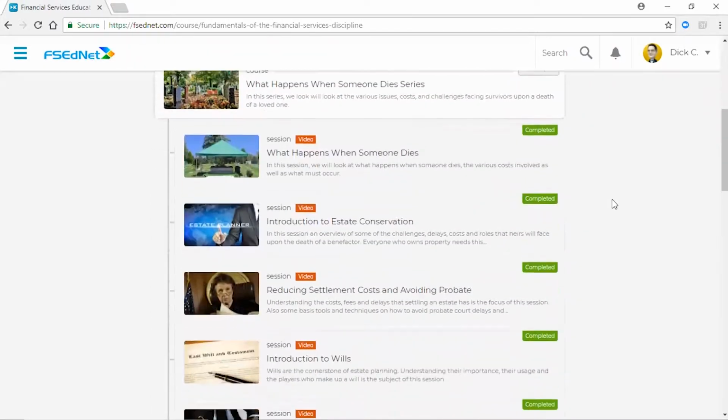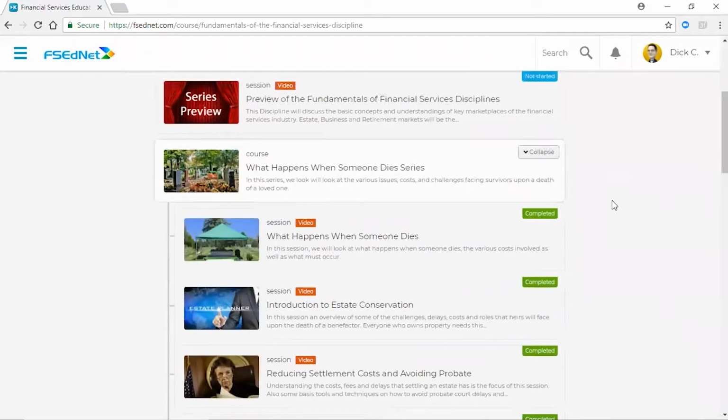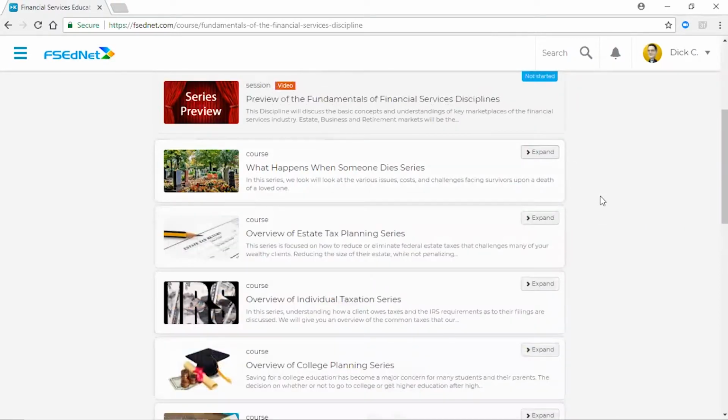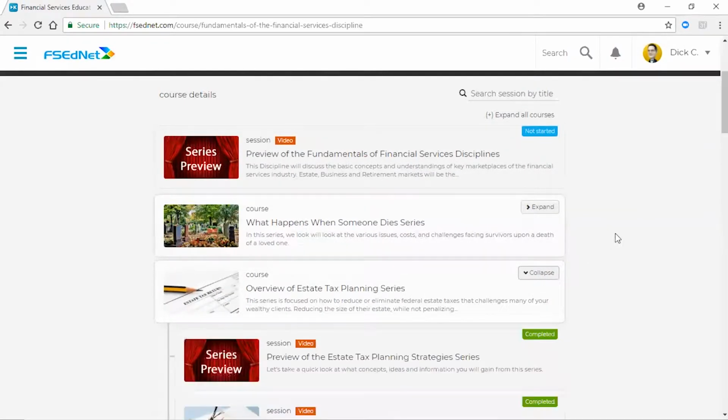Here you will gain an understanding of what happens when someone dies, such as the cost of death, funerals, probate, settlement costs, and the main costly delays, as well as how wills and trusts can help, and much more. Then we move into our course on Overview of Estate Tax Planning.